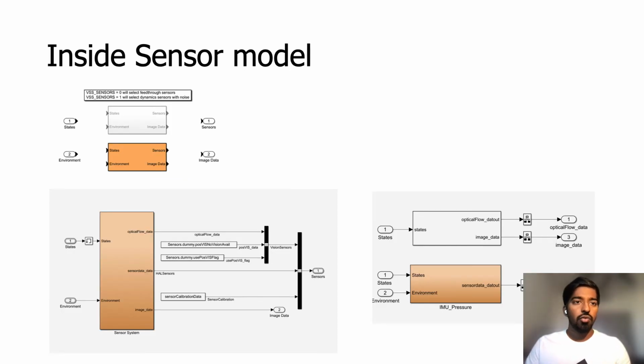This is the inside view of a sensor model. It has two things. One is the dynamic sensor with noise, the other one is a feed-through sensor. We are using the dynamic sensors here, and inside that is a hard-coded sensor calibration which goes into the sensor block. This sensor block has all the components like ultrasound, camera, IMU, and pressure sensor over here.